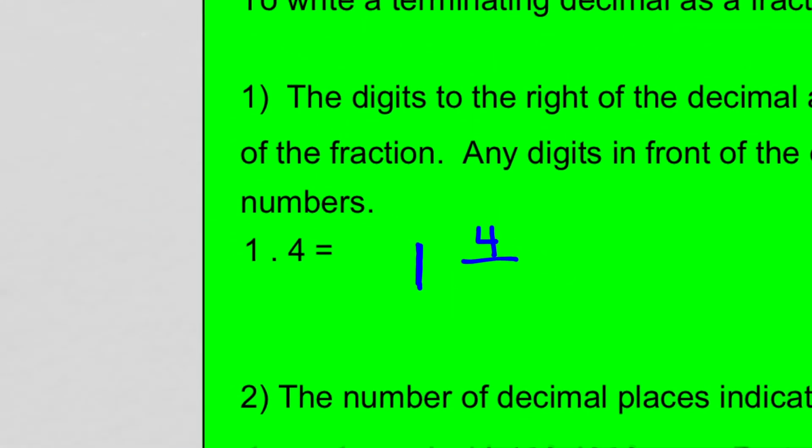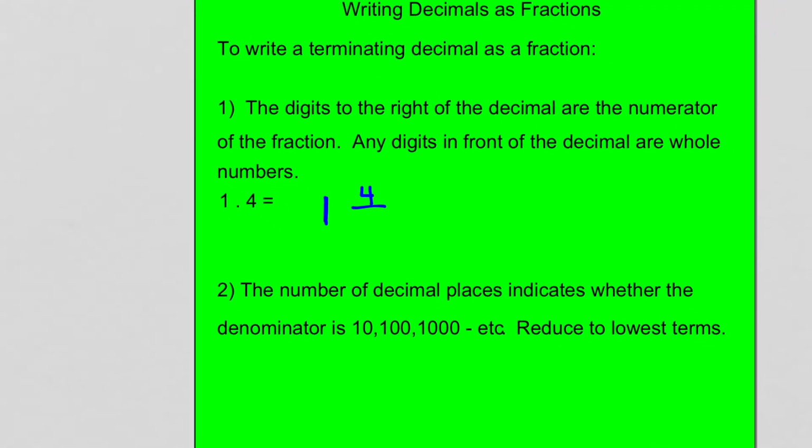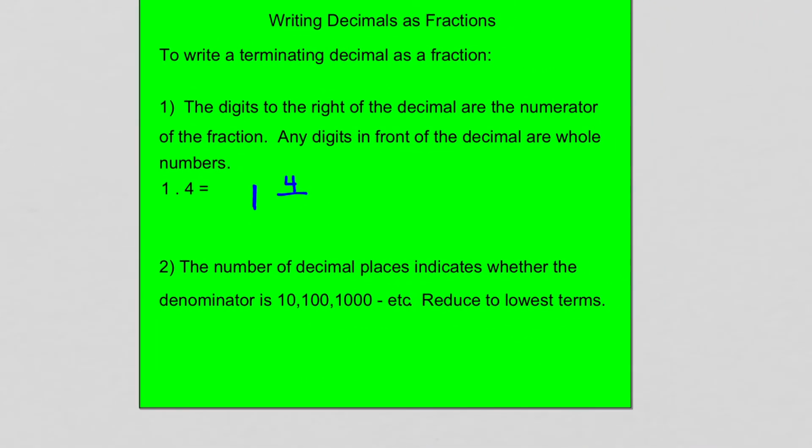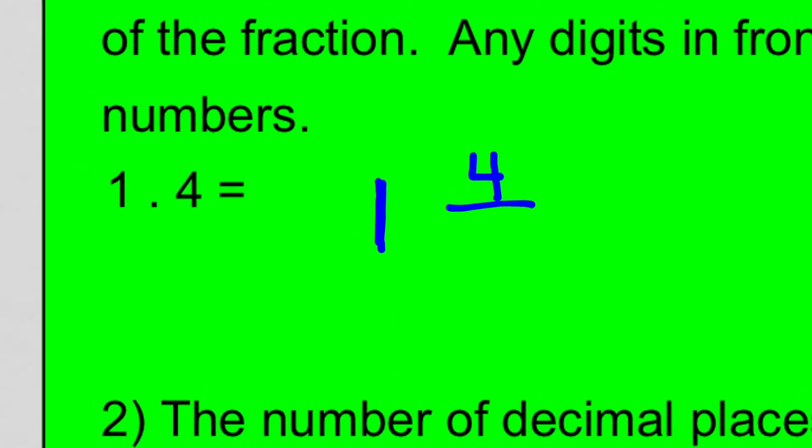All we need now is the denominator. For a terminating decimal, the number of decimal places indicates whether the denominator is 10, 100, 1000, etc. In this question, there is one decimal spot. One decimal spot means one 0 and a 1 in front, for 10. So the fraction is 1 and 4/10.